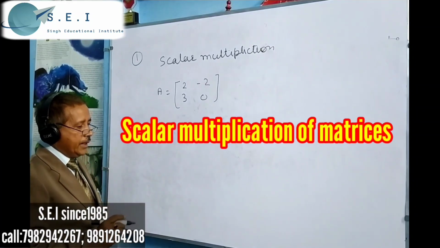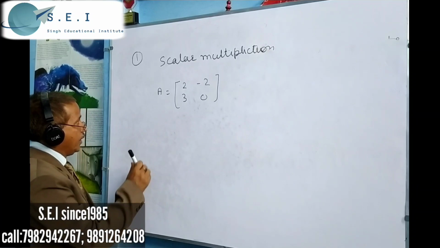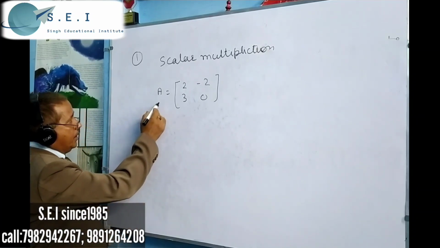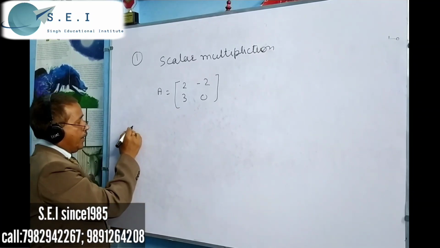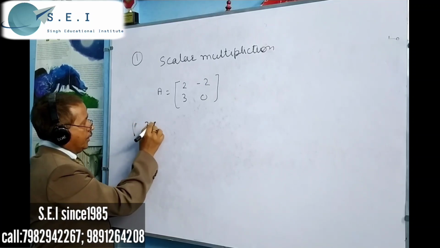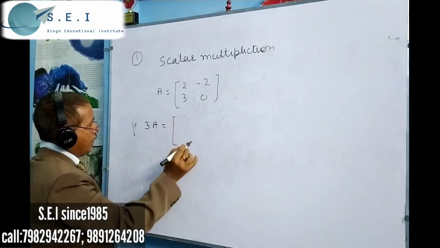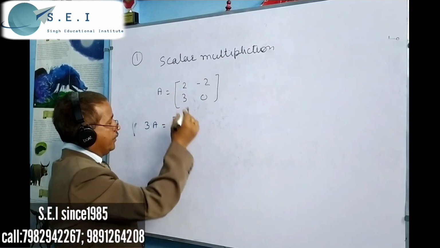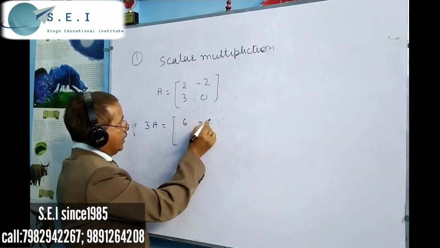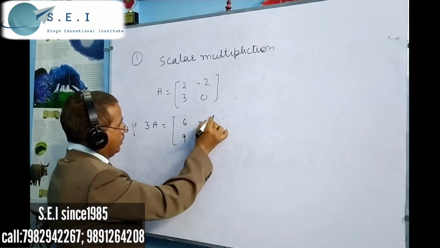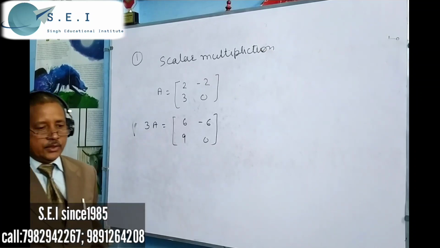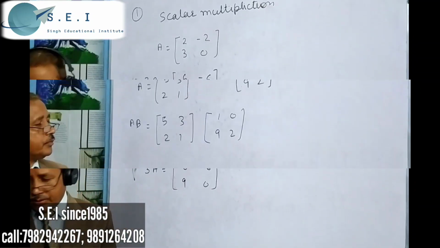The next topic is scalar multiplication of a matrix. It means any matrix is multiplied by some scalar or some number. Say A is a matrix and we want to find thrice of matrix A, 3A. Then multiply all the elements of matrix A with 3. So 2 times 3 is 6, -6, 9 and 0 is thrice of matrix A. Such multiplication is called scalar multiplication of a matrix.